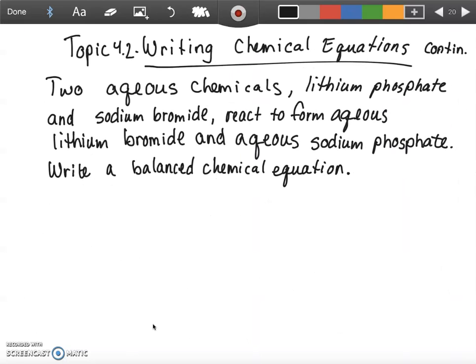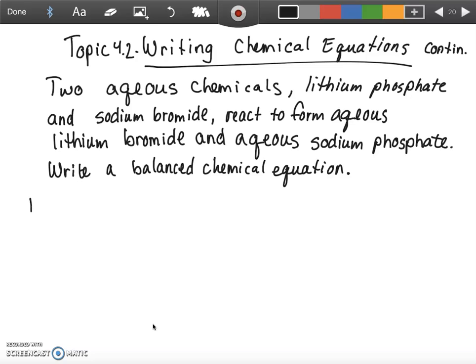Okay, let's do another example. 2 aqueous chemicals, lithium phosphate and sodium bromide, react to form aqueous lithium bromide and aqueous sodium phosphate. Write a balanced chemical equation. Okay. So it says 2 chemicals, lithium phosphate and sodium bromide react to form. That tells me that lithium phosphate and sodium bromide are my reactants.